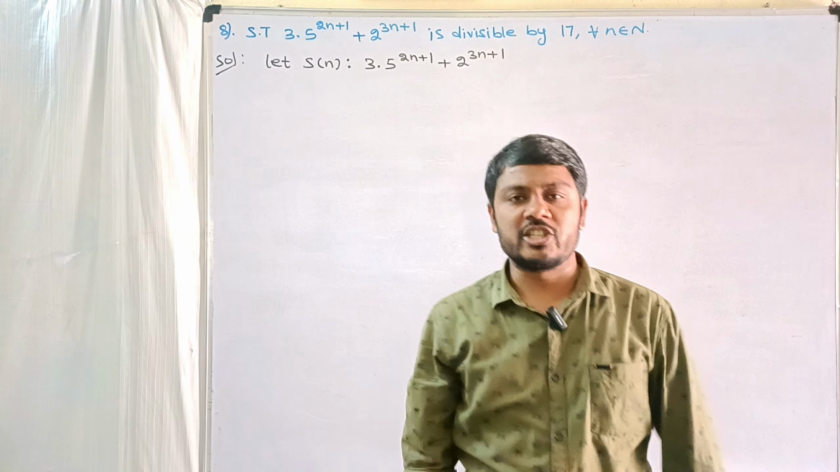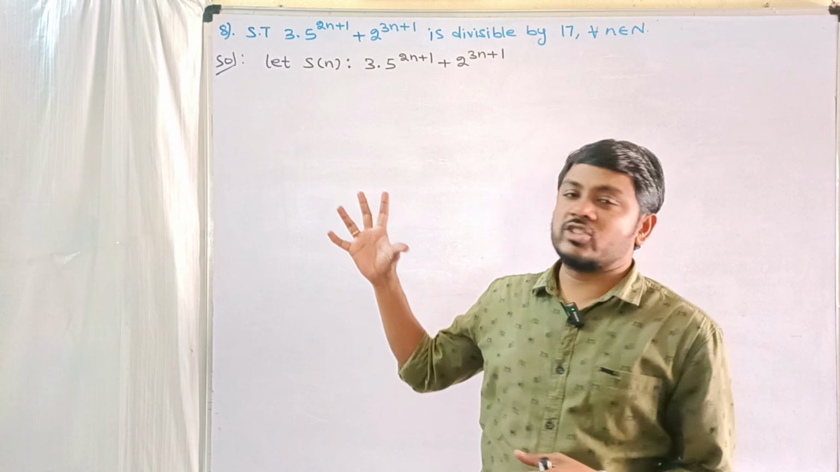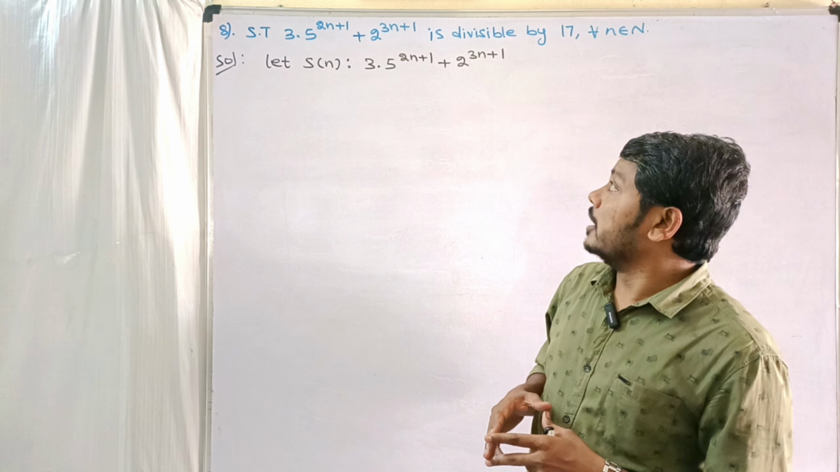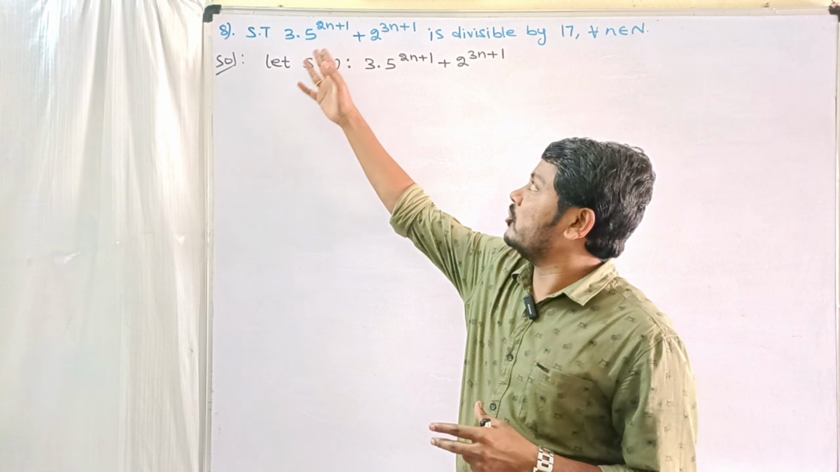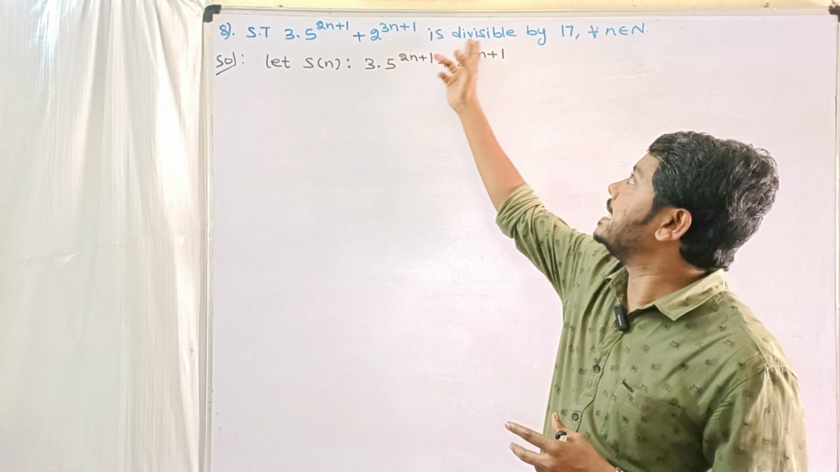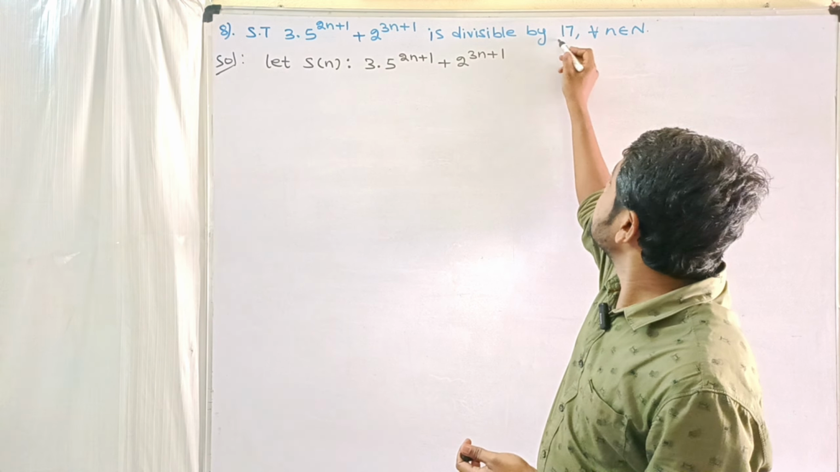Next, question number 8. This is also a divisible problem, similar to the previous question. Show that 3 into 5 power 2n plus 1 plus 2 power 3n plus 1 is divisible by what?